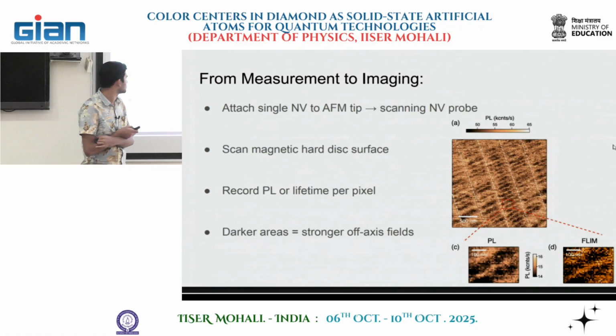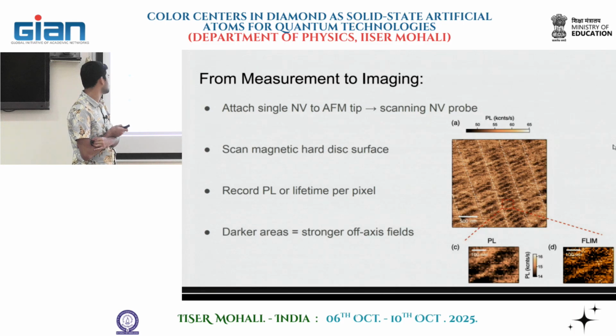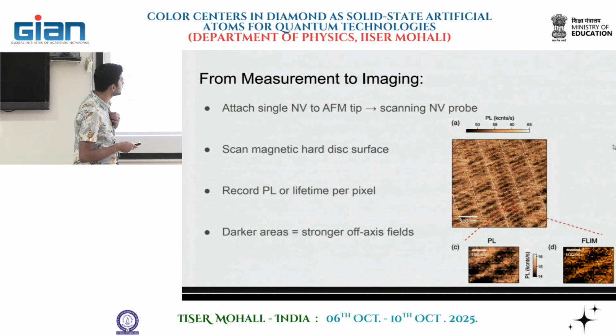There are bright lines, dark lines, bright lines, dark lines. What does it mean? Do you have an idea? Whenever the field is parallel to the NV axis, we will have a stronger photoluminescence, and that will correspond to a stronger aligned axis magnetic field, and the darker areas will correspond to off-axis magnetic field.